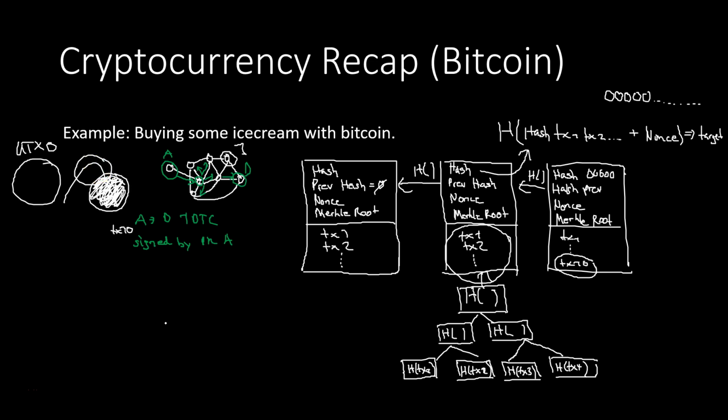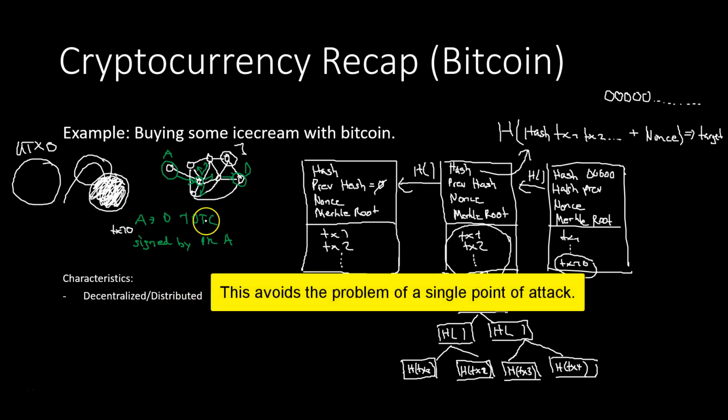Let's conclude this video with the characteristics based on these mechanics I just described. So it is decentralized and distributed. It's decentralized in the sense of governance. No one has control over this system, and it's distributed locally. So we have many different nodes all over the world who run the system.